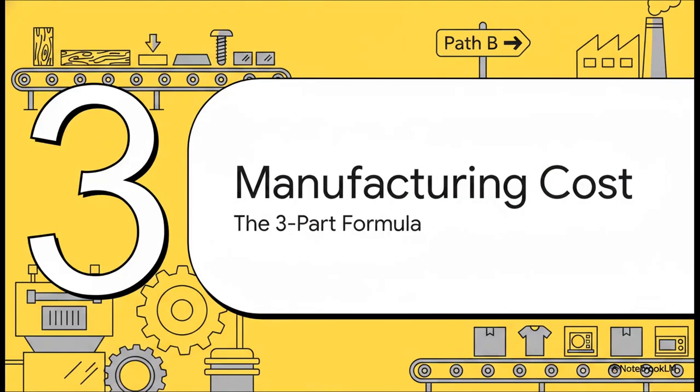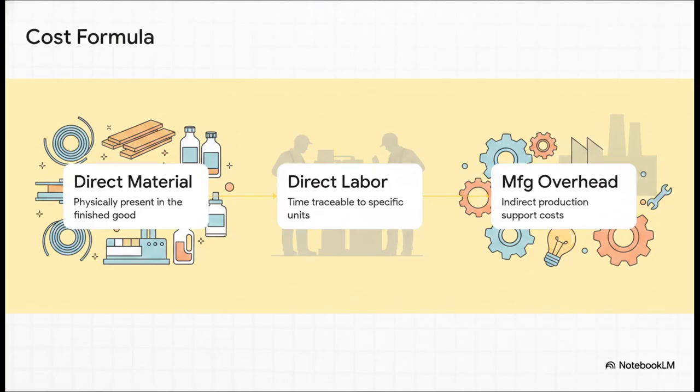All right, let's shift gears to the factory floor. Section 3, the manufacturing cost formula. When we're looking at manufacturing companies, building up the cost of a finished good follows this essential three-component formula. Your finished goods cost equals direct materials plus direct labor plus manufacturing overhead. Let's explore exactly what fits into these three buckets.